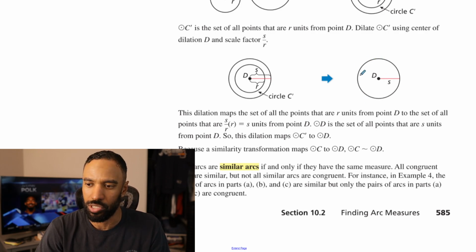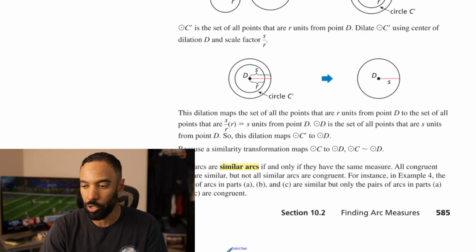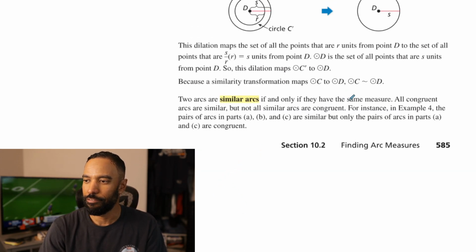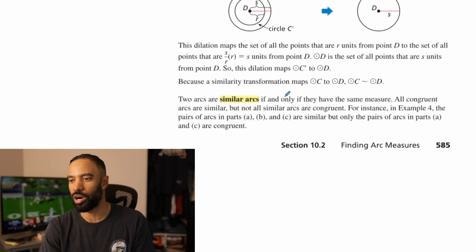Circle D is the set of all points that are s units from D, so the dilation maps circle C prime to circle D. Two arcs are similar arcs if and only if they have the same measure. All congruent arcs are similar, but not all similar arcs are congruent.